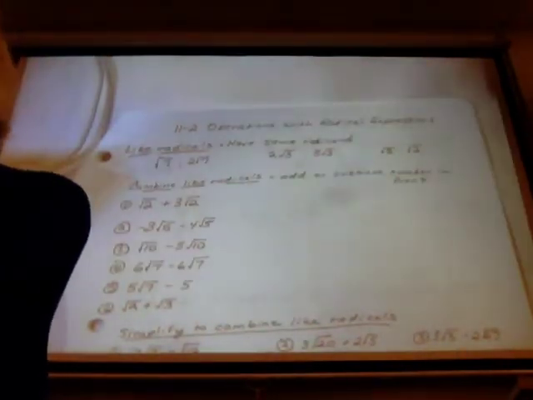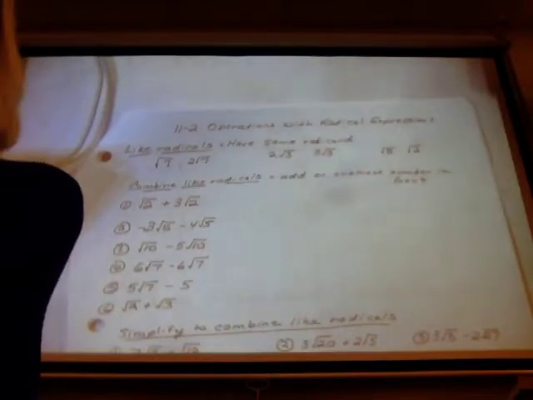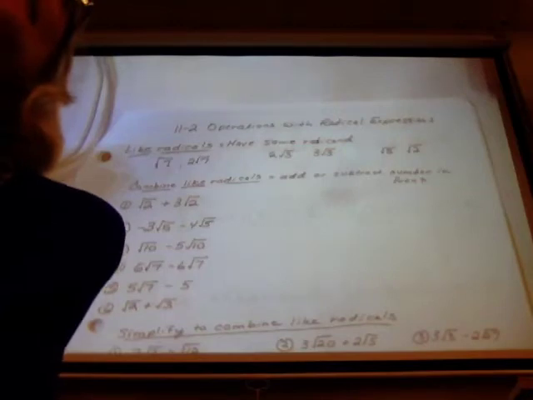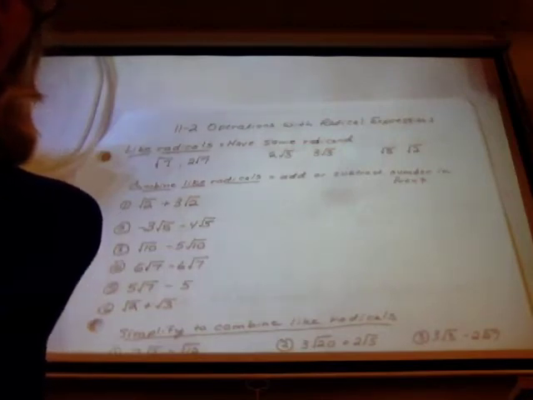Okay, what we have done is we have simplified, we have learned how to multiply two radicals together, and we've learned how to divide. Now we're going to do adding and subtracting. Okay, and this is a lot easier than the multiplying and dividing.